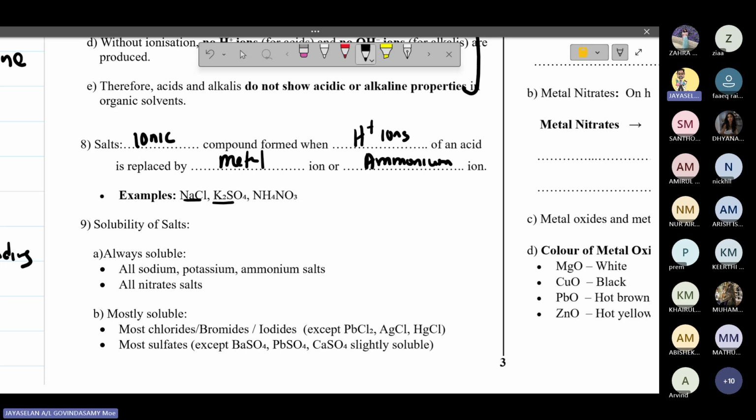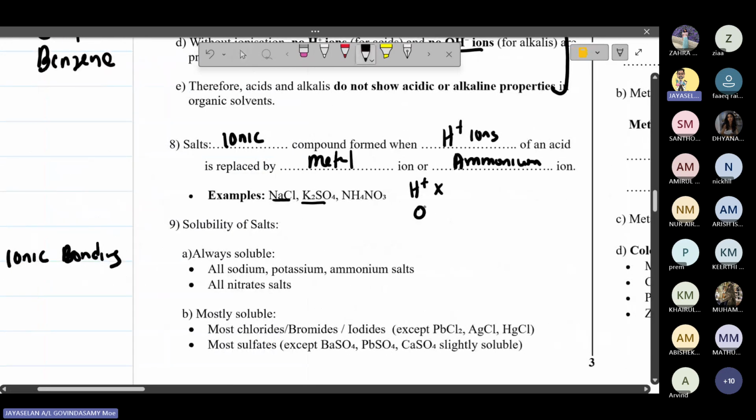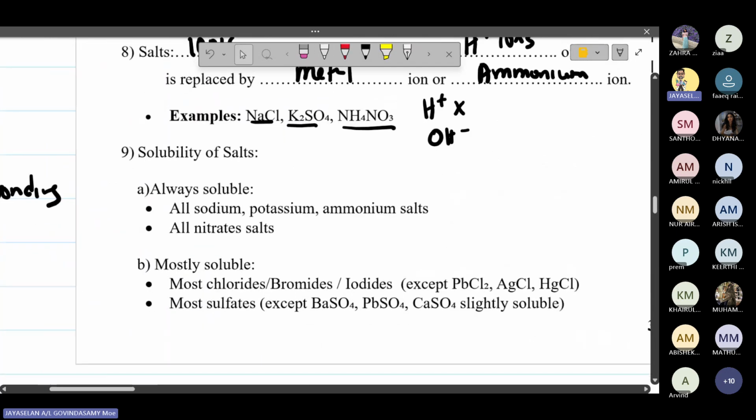Okay, sodium chloride, KCl. Is there any hydrogen ion in this? No. What ion does it have? This ion. Is there any hydroxide ion? No hydroxide ion. Okay, that is salt. Okay, next, the solubility of salt.